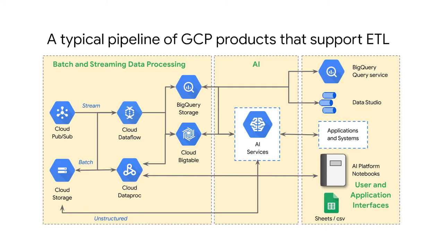Cloud PubSub sends streaming data into Cloud Dataflow. Cloud Dataflow stores the data and transforms it in BigQuery or in Cloud Bigtable. Cloud Storage holds batch data and sends it to Cloud Dataproc or to Cloud Dataflow. This outlines the data processing solutions. Then you add in artificial intelligence services and finally, the user and business interfaces.